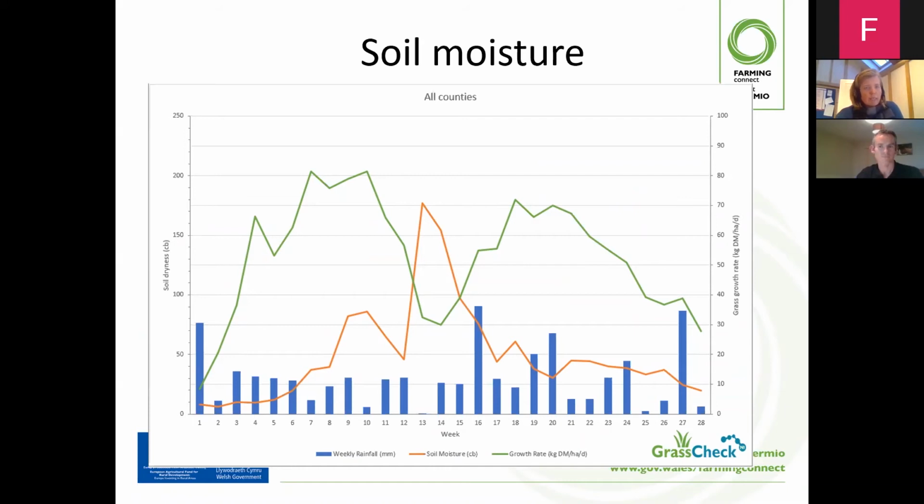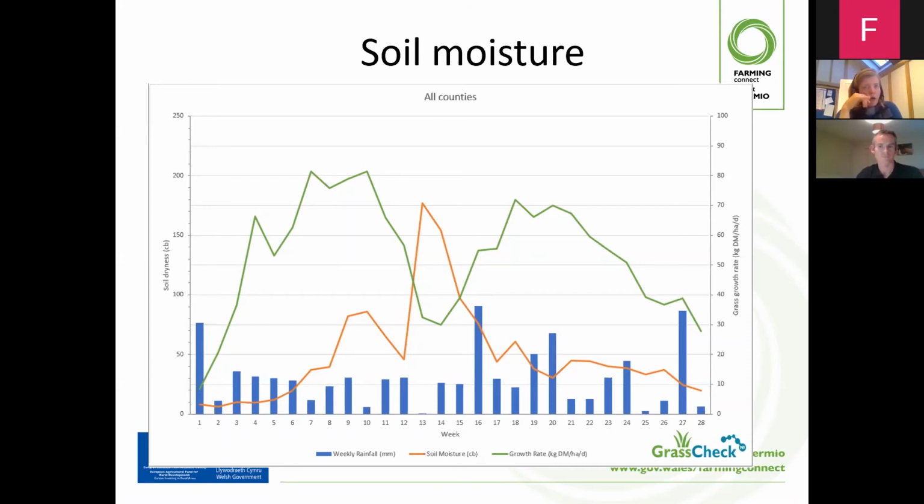So what we see here, the blue bars at the bottom is the actual weekly rainfall. So you can see that most of those farms did get, across those counties of Northern Ireland, some rain most weeks. The orange line is soil moisture, and you have to think about it in reverse. The higher the soil moisture number, actually the less soil moisture there is in that ground. So you can see there's a big peak around week 13 and 14.